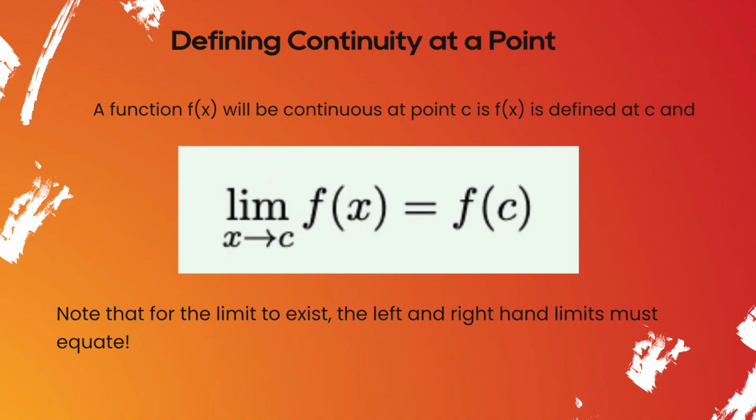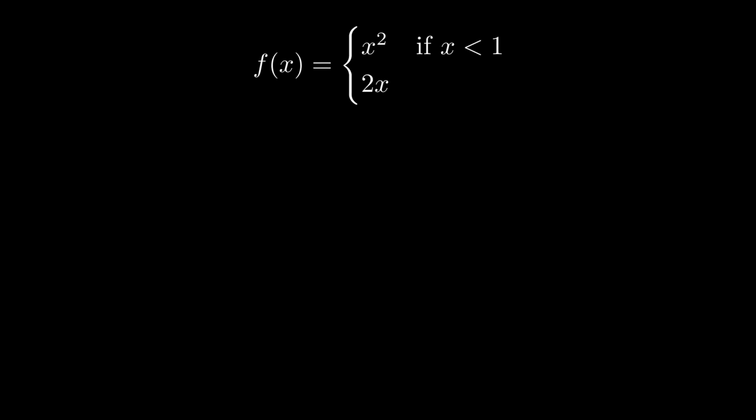Now, defining continuity at a point. Well, for a function f of x, it will be continuous at a point c if f of x is defined at c and the limit as x approaches c of f of x equals f of c. And note that for a limit to exist, the left and right hand limits must also equal each other. So let's look at an example.